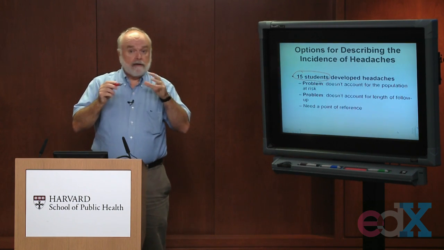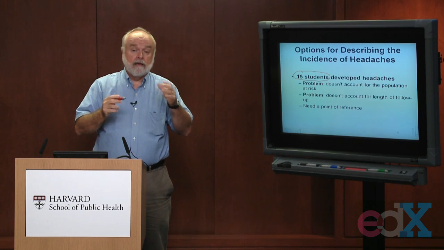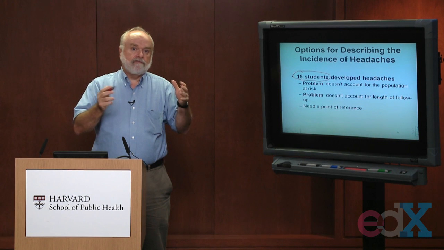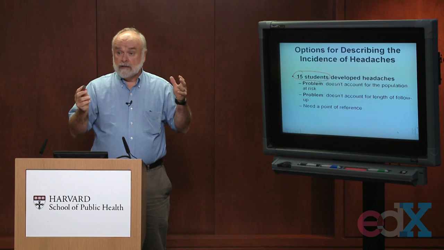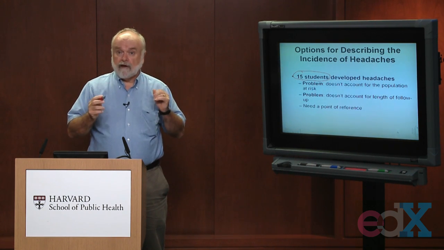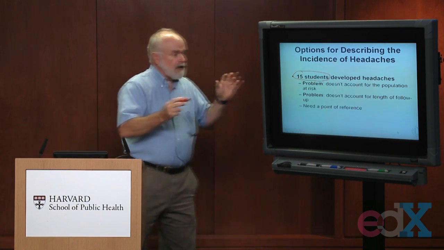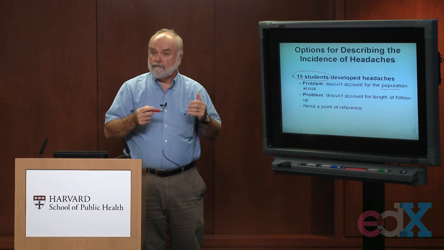Well, if I didn't tell you I was following 100 people for 7 days, and all you told me is that 15 of the students developed headaches, I don't know whether that's 15 out of 15 students or 15 out of 1,000 students. So the problem is there's no point of reference if you just give me the raw number of new cases. It doesn't account for the size of the population at risk, how many students were at risk for developing a headache. It also doesn't take into account the length of time that they're being followed.